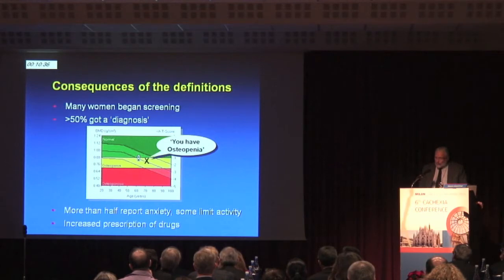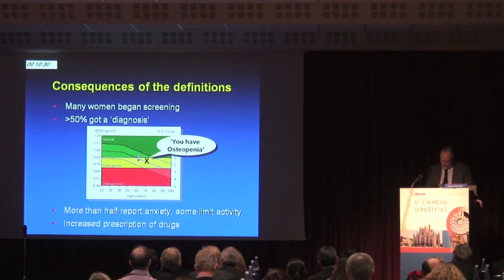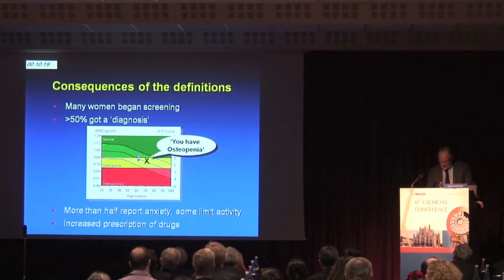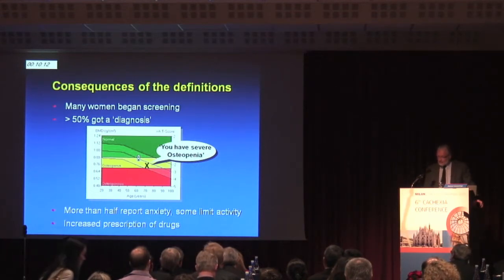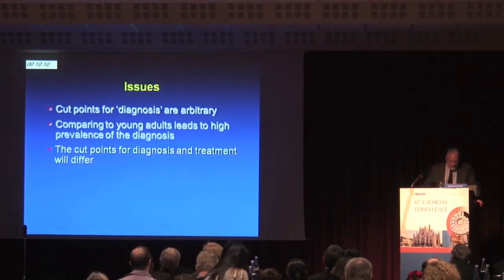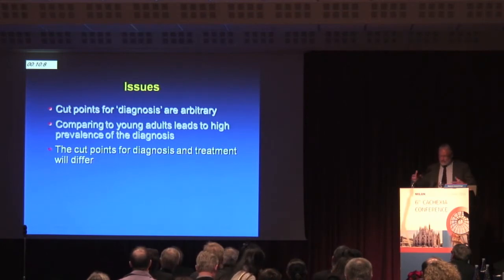And we've studied this: more than half of patients who get that diagnosis of osteopenia or osteoporosis report anxiety and limit their activity, about 25% limit their activity in order to minimize the risk of falls and fractures. And it increases, of course, even osteopenia substantially increases the chance that we get derived. And my favorite is severe osteopenia, which many patients regard as worse than osteoporosis. The cut points for diagnosis and treatment, however, now will necessarily differ.